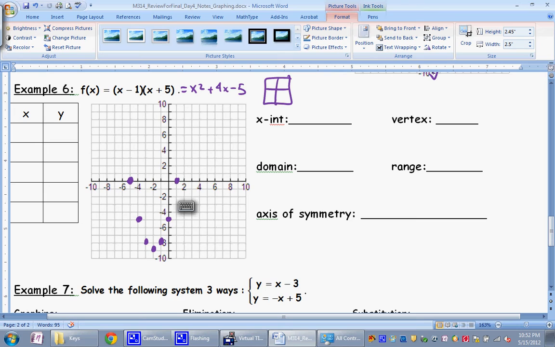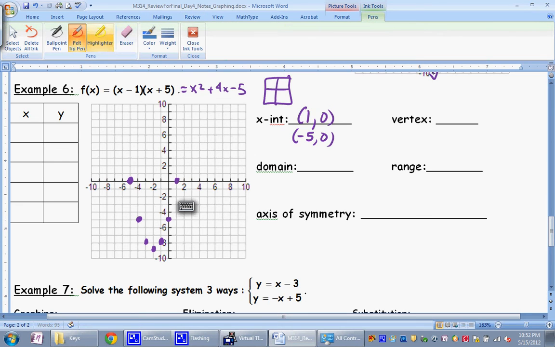You can see that our x-intercepts are at 1, comma 0 and negative 5, comma 0. That makes sense because we were given a factored form of a quadratic in this problem. x minus 1 times x plus 5. If we set each of those equal to 0, you could see what you end up getting is x equals 1 and x equals negative 5, just like you might expect. Our vertex in this picture is at negative 2, negative 9.